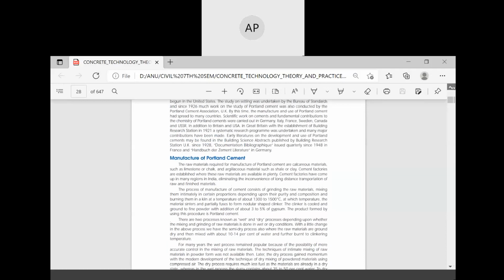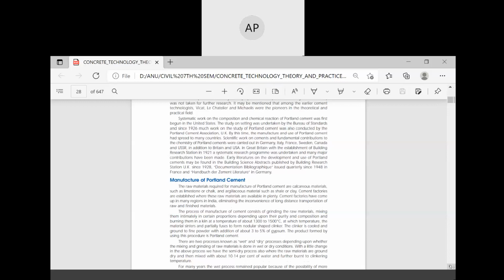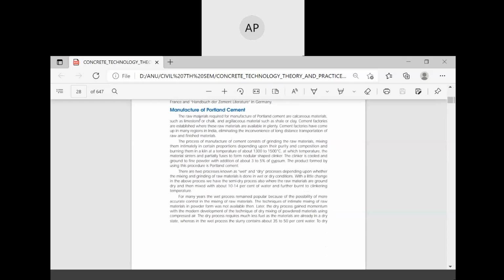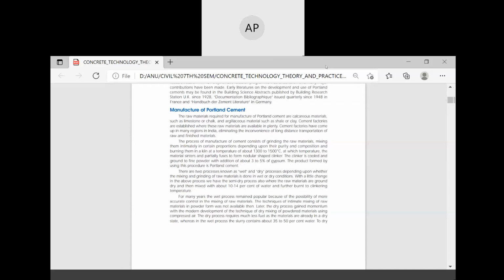So, manufacturing of Portland cement. What are the raw materials required? In manufacturing of cement, the raw material is limestone or chalk, and argillaceous materials such as shale or clay.